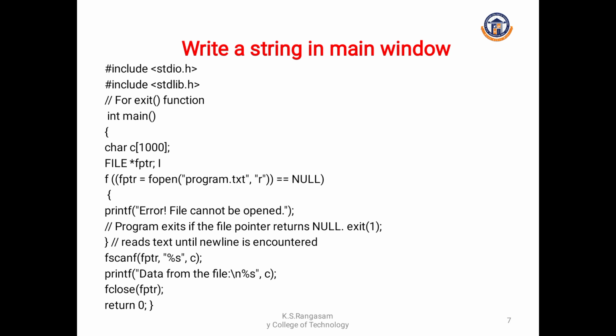Okay, if not, it will scan whatever the content in the file. For that I have put a statement using the function fscanf, and within that the first one is the fptr pointer, and it is of string type, %s, and it is stored in c. Then after that I have printed the particular c value in the main program's console window. So data from the file, it is percentage s, and I'm closing the file.